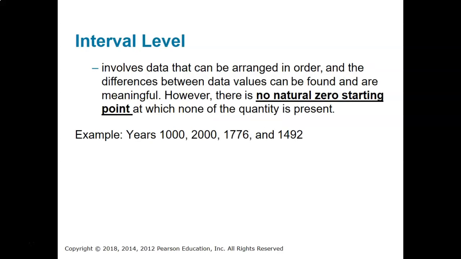Interval data involves data that can be arranged in order, and the differences between data values can be found and are meaningful. However, there's no natural zero starting point. An example of this would be temperature, because if I'm talking about Fahrenheit, 0 degrees Fahrenheit is not the absence of all heat, and therefore it is not considered a natural zero starting point. Same thing with Celsius. 0 degrees Celsius is not the absence of all heat, and therefore the Celsius scale would be considered an interval level scale because it has no natural zero starting point.